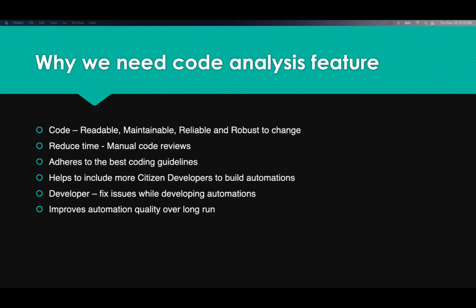And the latest push from Automation Anywhere is to include more citizen developers to build automation. So this code analysis will give them guardrails to work around, so that when they build their bot, they have a specific set of rules to follow. And if any RPA developer is building their bot, they can fix the issues while developing the automation. And if you are on a long-term journey of building automations, this will definitely help to increase the code quality of your automations in the long run.